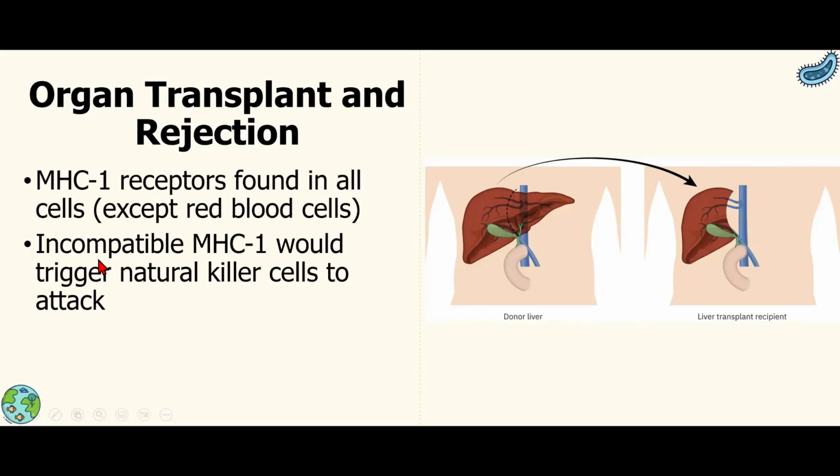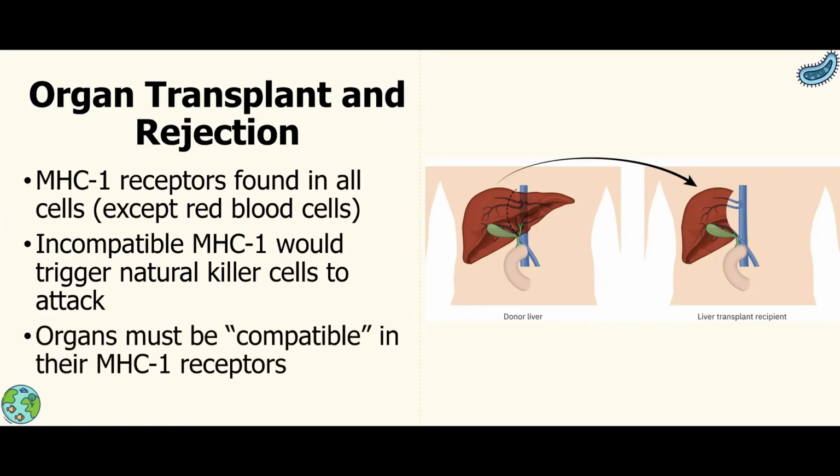By the way, natural killer cells are a type of white blood cell found in your innate immune system. So it is really important when we are doing an organ transplant to make sure that the MHC1 receptors are compatible. That is why it takes so long for us to find compatible organs, because we are looking at these MHC1s and making sure they are as similar to the recipient's as possible.